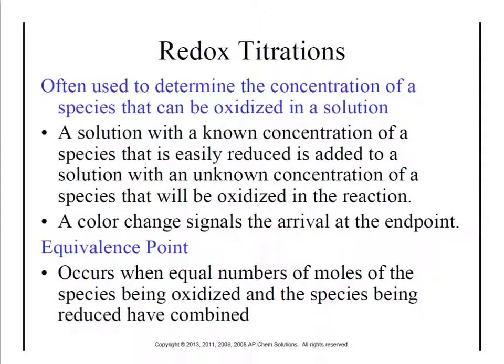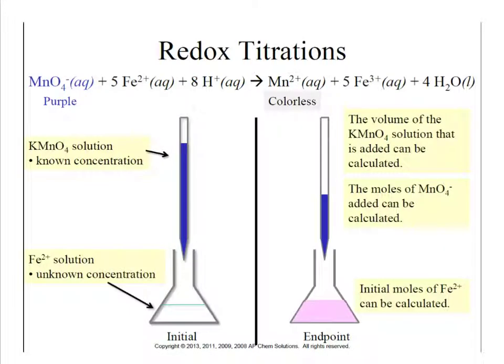We did titrations with acids and bases. It's the same general idea. So you get it to where the two things are equal, you figure out your unknown concentration. So here's an example. Potassium permanganate is actually a bright purple color, and when it combines with iron 2 plus, it forms manganese, Mn2 plus, and iron 3 plus.